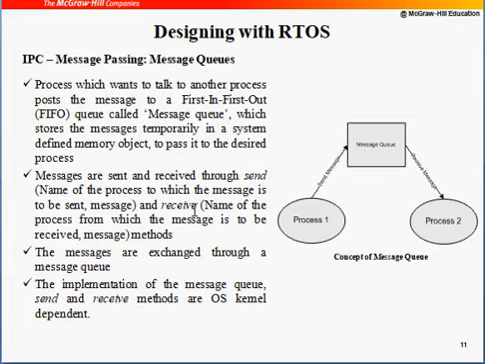In receive method, the name of the process from which the message is to be received. So since for the method receive, you will be receiving the message from process 1, so process 1 should be highlighted in receive method. Okay, so this way you exchange the information between process 1 to process 2, and again the send and receive methods are operating system dependent. For different operating systems it would be completely different.